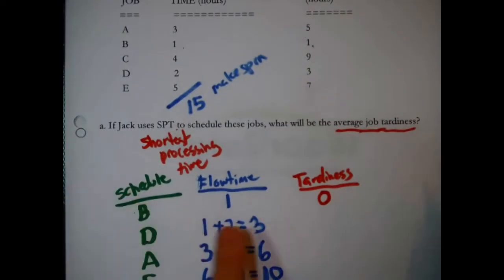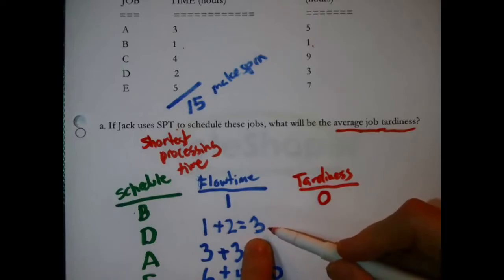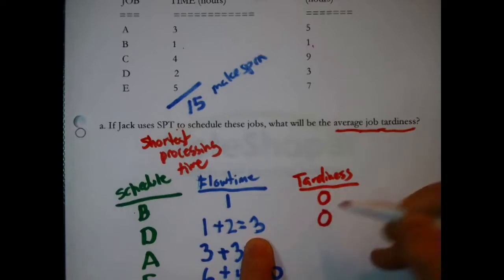Tardiness is 0. With D, D will be finished in 3 hours. This is why we needed the flow time. I am looking on the schedule. It says D is due in 3 hours. Perfect. It'll be right on time, or the tardiness is 0.